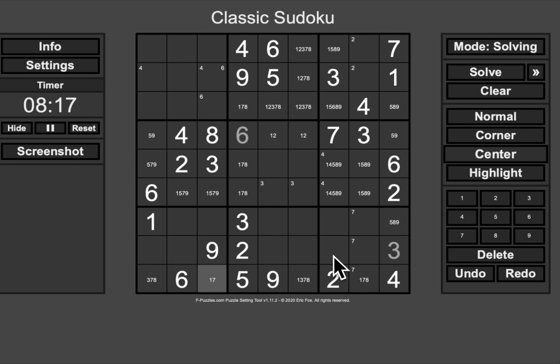Let's see, 2, 3, 4 in box 9. So the rest of it, I've got 1, 5, 6, 7, 8, 9 in some fashion. Okay, this is not 1 or 7. This is definitely not 1, but it can still be anything else. That's definitely not 9, but it could still be anything else.